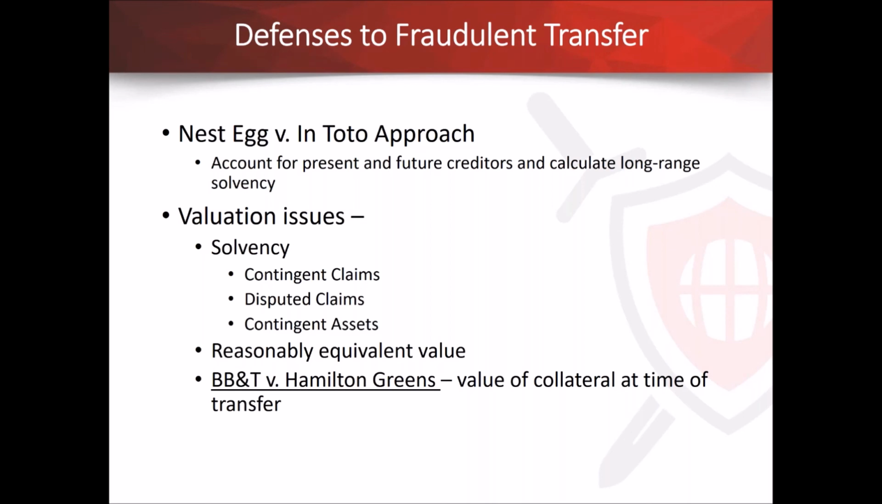In the recent 2016 case, BB&T v. Hamilton Greens, the argument that the fellow made was about the real estate collateral. He said, at the time I made my transfers, the collateral real estate that secured the loan was worth more than the value of the loan, so I had no reason to think I had a fraudulent transfer issue, and there's no constructive fraudulent transfer. So there are several defenses, and if you find yourself in a situation, or anybody does, just understand that you don't have to just throw your hands up.